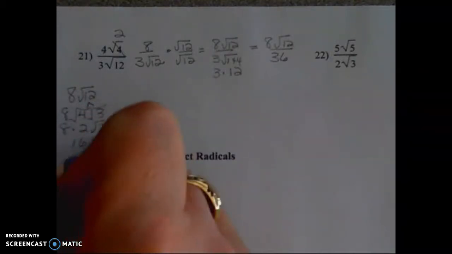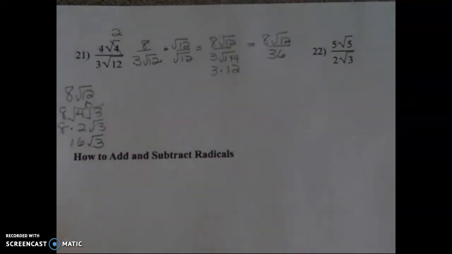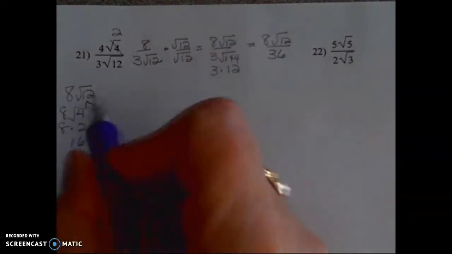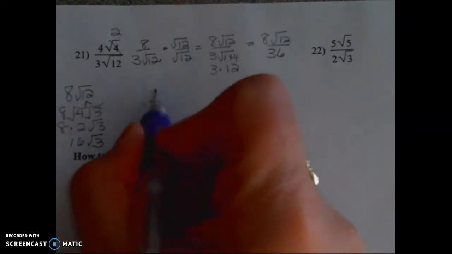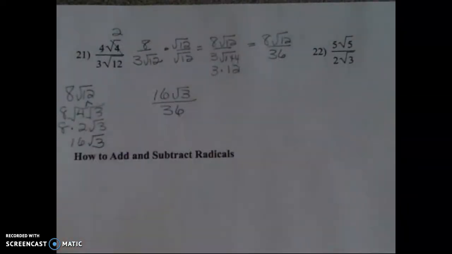16 root 3. There's my work for it. So in the numerator, you get 8 root 12 simplifies to be 16 root 3. In the denominator, you have 36.